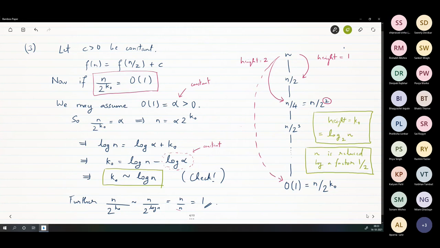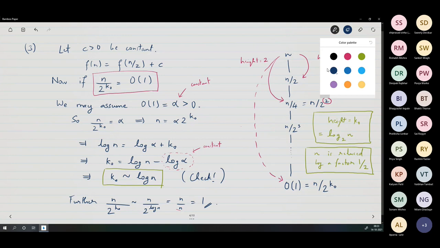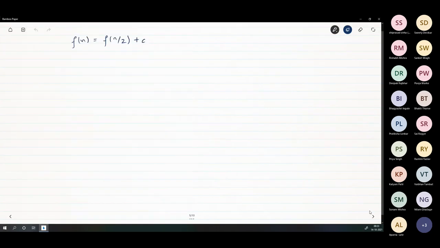So this is the main thing that I wanted you to understand. This concept of height that you get when you look at a tree. Let's go into one example. It is the same example here. Let's see how we will solve this using the recursion tree. This is the question given to you: f of n is f of n by 2 plus c. Find what f of n is.